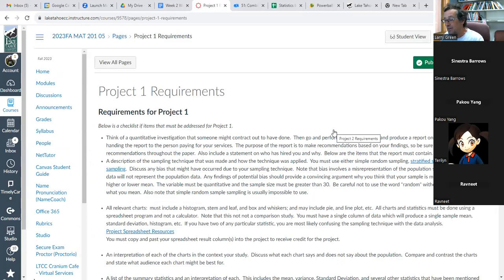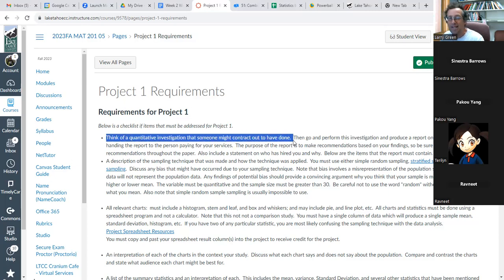Okay, so if you click on this Project 1, these are the requirements. I'm going to go through these a piece at a time. First thing, think of a quantitative investigation that someone might contract out to have done. Who remembers what quantitative means? We talked about this last week. And this project is mostly on chapters 1 and 2.